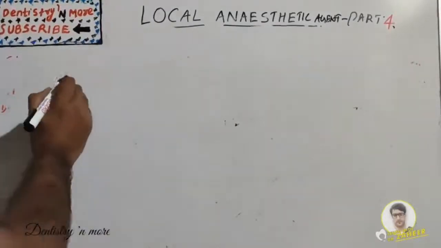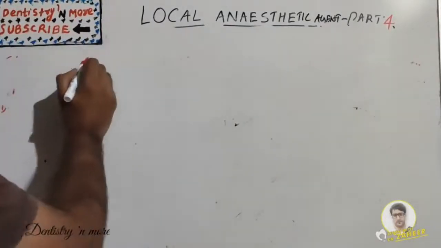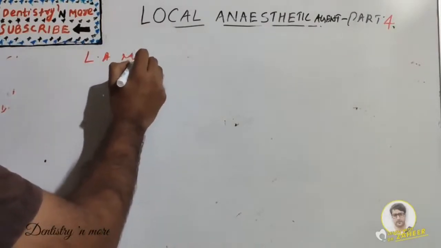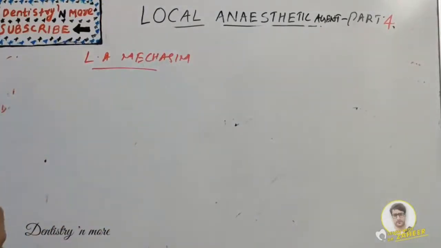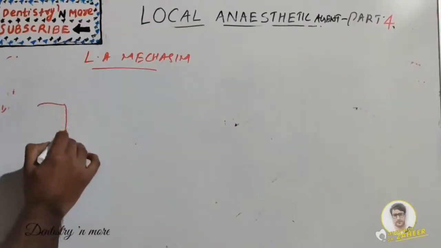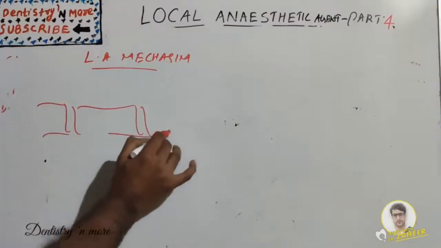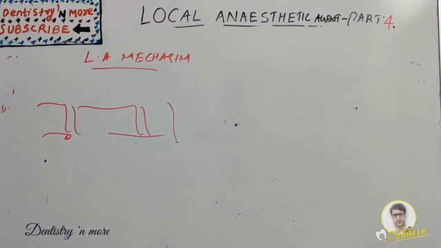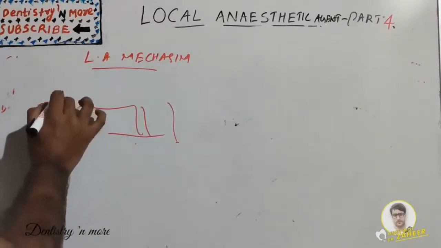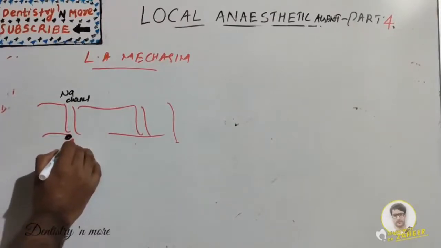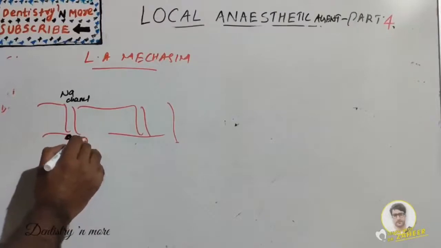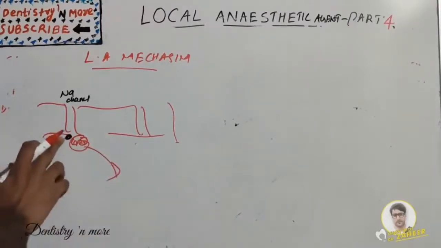The next part is the mechanism of action of local anesthetic, the LA mechanism. We already learned it, so these are the sequence. The first thing is displacement of calcium ion from the sodium channel receptor site. We have this receptor site, this is a sodium channel. What happens is the calcium ion is displaced from the sodium channel receptor site. So calcium ions will be displaced from this receptor site.